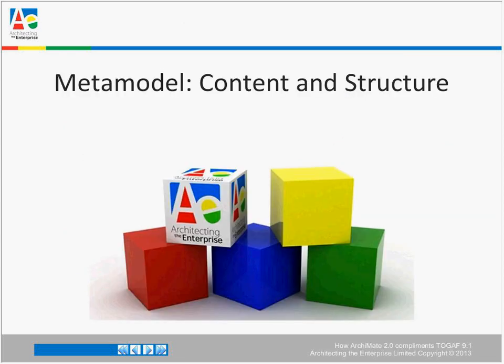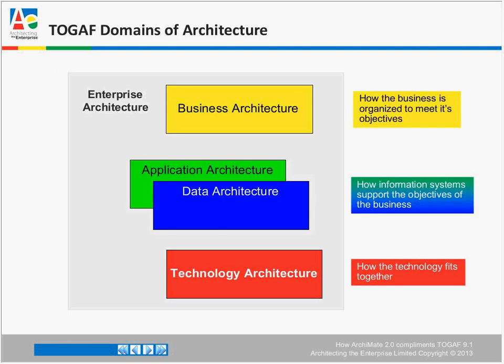Let's now move forward and look at the main area of overlap between TOGAF and ArchiMate, which is in the frameworks that both of them have for describing architecture entities and architecture content. And there are three main areas here. One of them is the meta model, which is about entities and their relationships. Another area is the content framework or language structure.